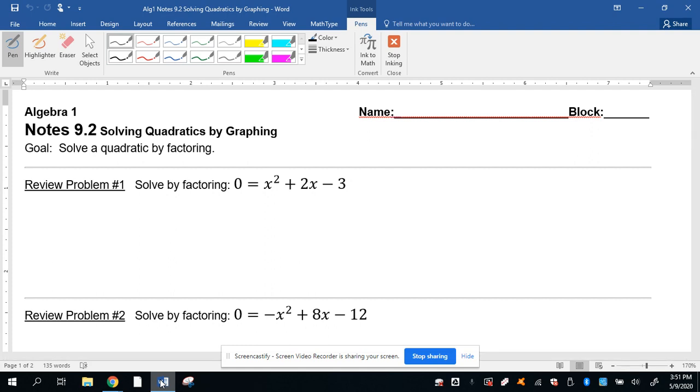Hello, this is Algebra 1, Notes 9-2, Solving Quadratics by Graphing with Mrs. Moslick. Let's review first. So let's solve by factoring.